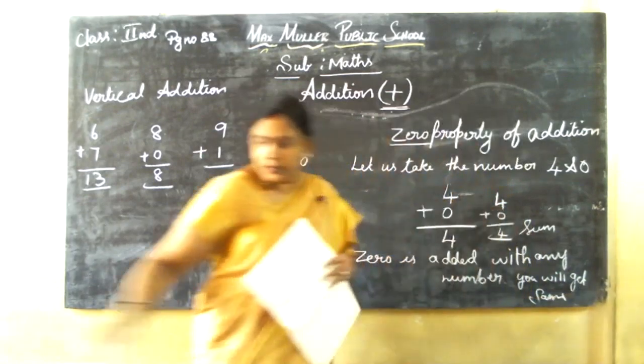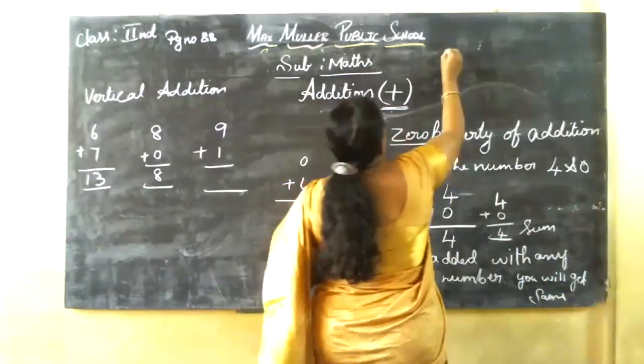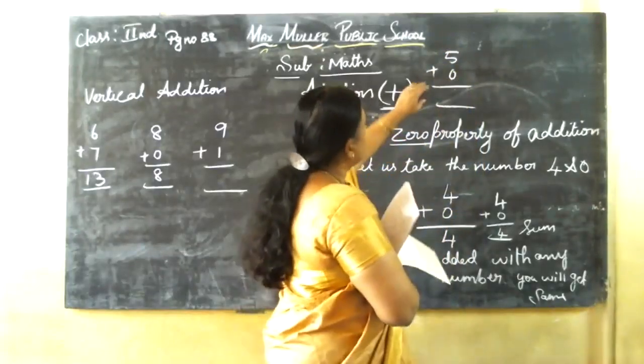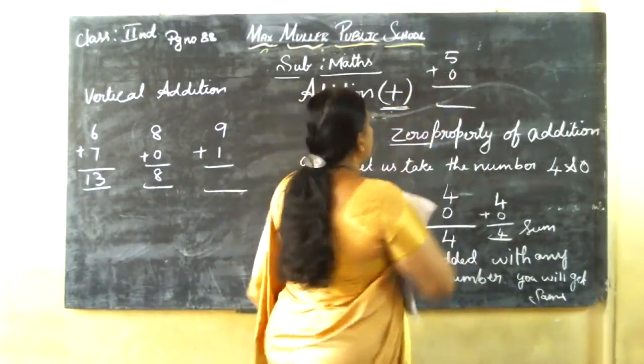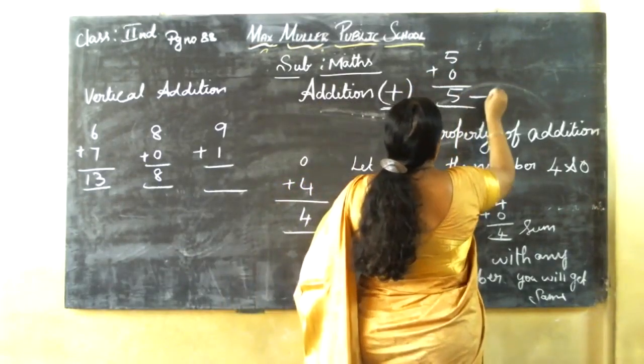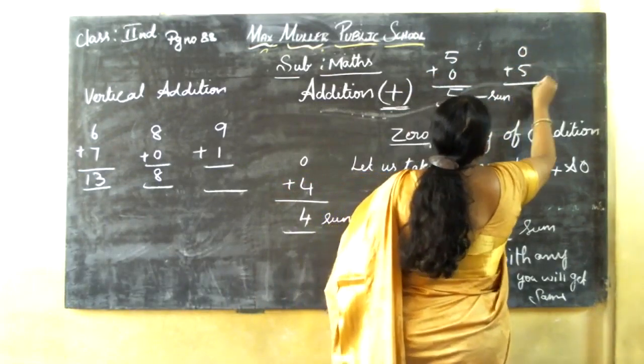See, for example, 5 plus 0. If 0 is added with any number, you will get the same number. 5 plus 0, 5 only you will get. See, this is the sum. If 0 plus 5 also, you will get 5 only.